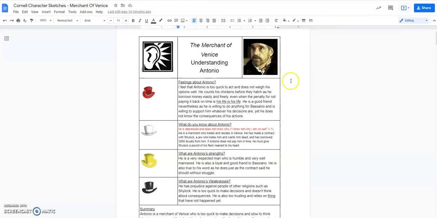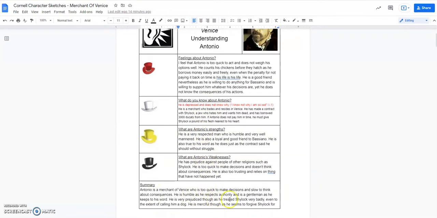But here what I've done is combine the Cornell note-taking format and the hats. So for example, they're thinking about what do they feel about that character? What is their kind of gut reaction to the character? What is he like? And what does it make them feel? Then what do you know about Antonio? Facts about him. For example, the student has written that he's depressed. This one has written that he's a merchant, and so on. What are his strengths? What are his weaknesses? And then a summary of his character.